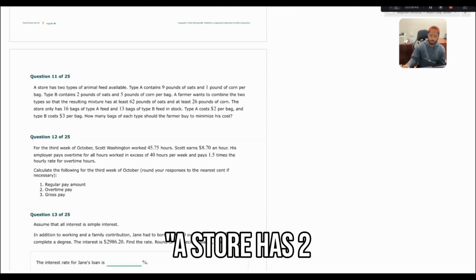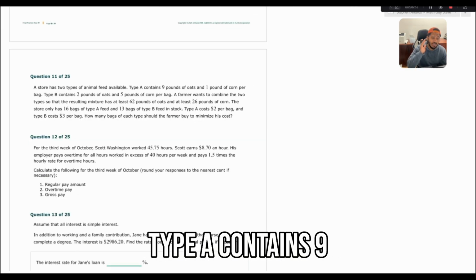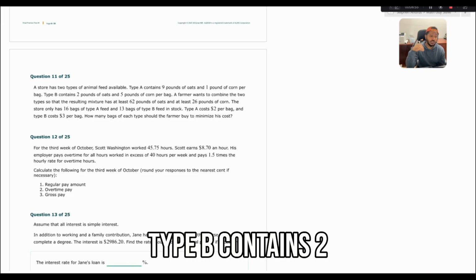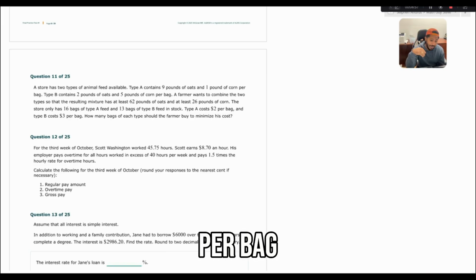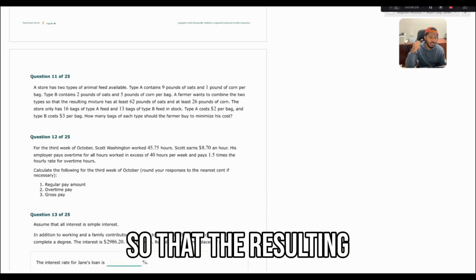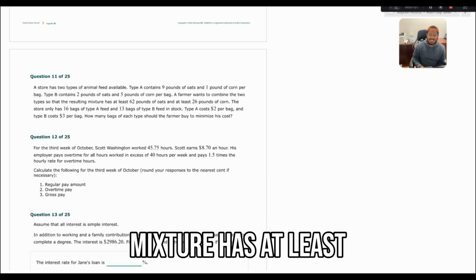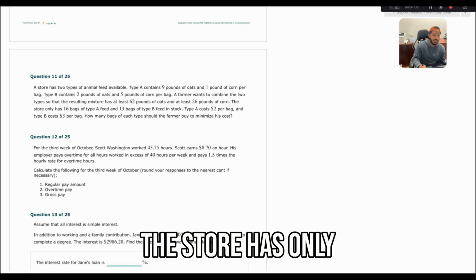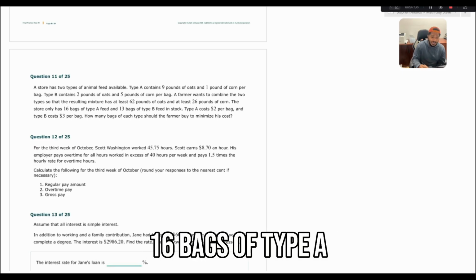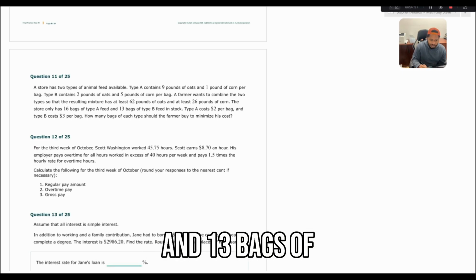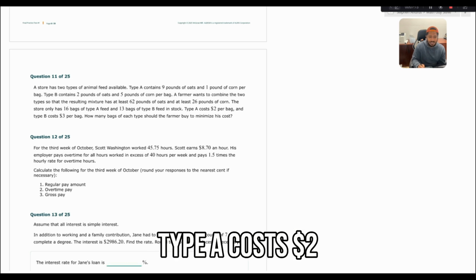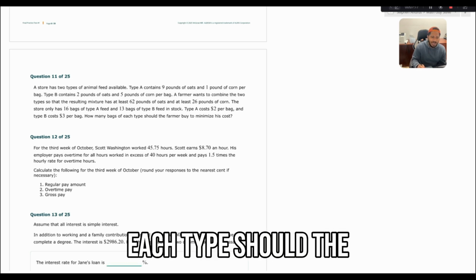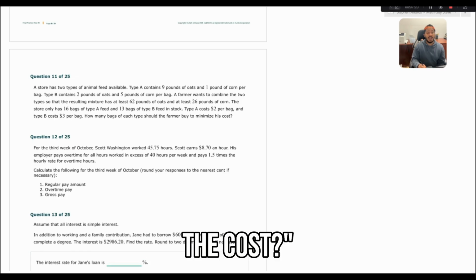All right, number 11 says a store has 2 types of animal feed available. Type A contains 9 pounds of oats and 1 pound of corn per bag. Type B contains 2 pounds of oats and 5 pounds of corn per bag. A farmer wants to combine the 2 types so that the resulting mixture has at least 62 pounds of oats and at least 26 pounds of corn. The store has only 16 bags of type A feed and 13 bags of type B feed in stock. Type A costs $2 per bag, and type B costs $3 per bag. How many bags of each type should the farmer buy to minimize the cost?